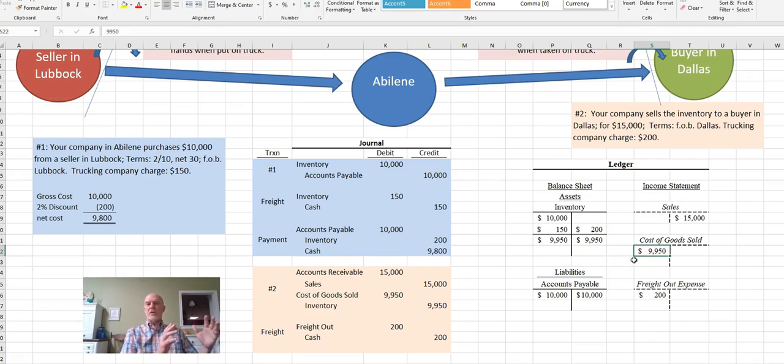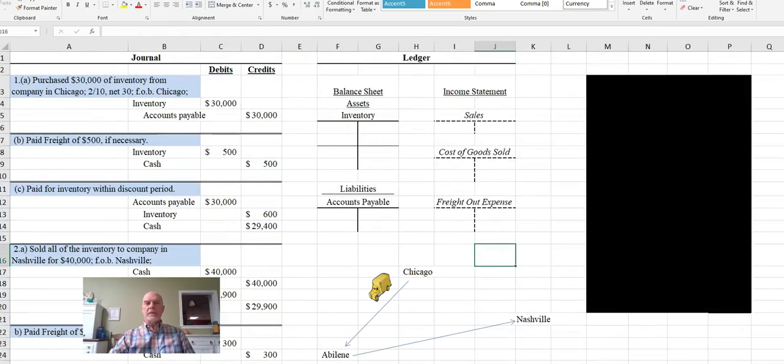It's just a question of, does it go to expense right away, as in freight out, or does it first go to the asset account and then get expensed when we get rid of that inventory? And so freight in is included in the cost of goods sold. That really puts everything together, and that in essence is what I wanted to cover in this video. But I've got one more example. Let's just do another quick example together.